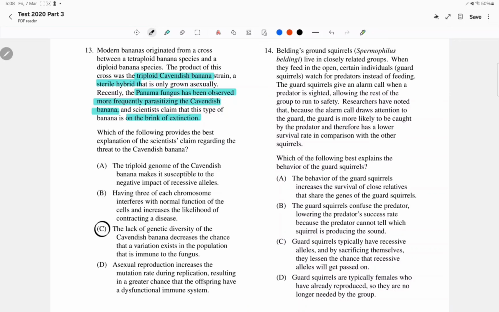All right, so we have a type of squirrel called Belding's ground squirrel, and they live in close groups. And when they feed in the open, some of them watch for predators instead of eating. And when the predator comes along, they give an alarm call to warn the others to run to safety. But this guard squirrel might then be attacked by the predator. It might even die. So why would they do that to themselves?